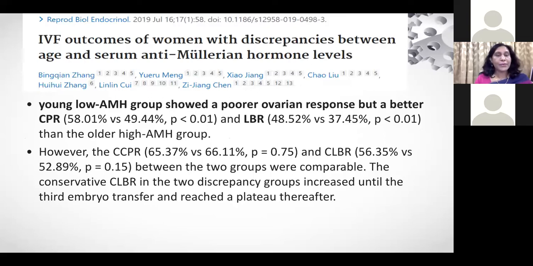Now, IVF outcomes of women with discrepancies between age and AMH. In practice, we often find there is a discrepancy between the age and the AMH level. It has been noted by this study by Zhang et al. that the young low AMH level group showed a poor ovarian response, but a better clinical pregnancy rate and live birth rate when compared with the older, higher AMH group.